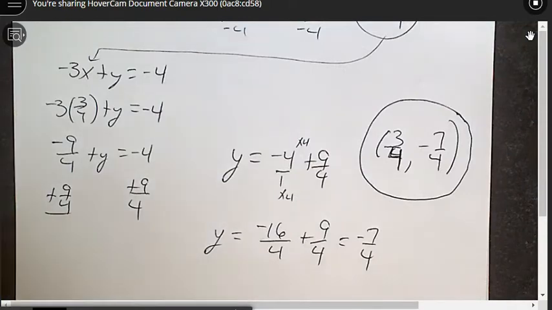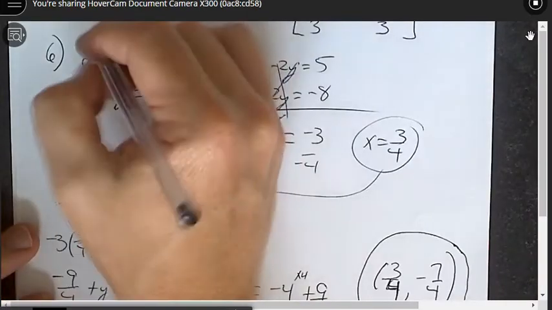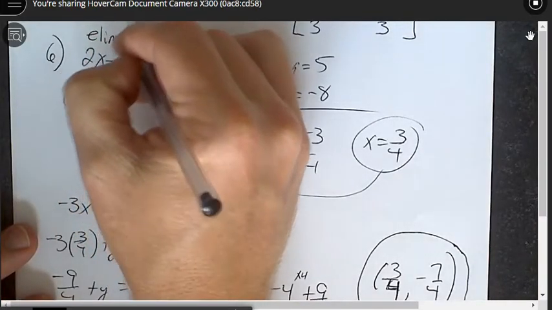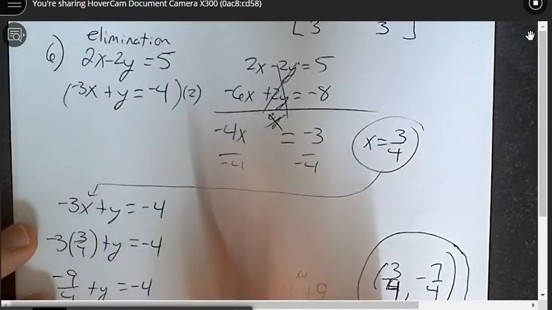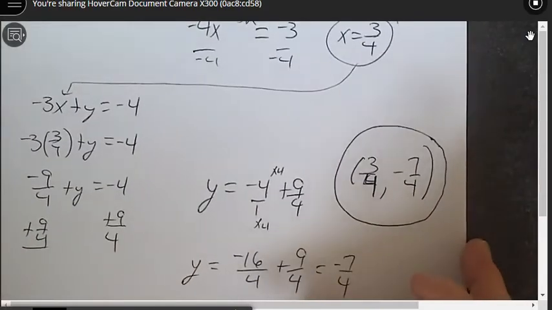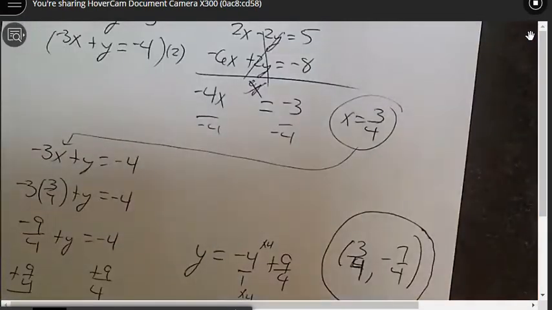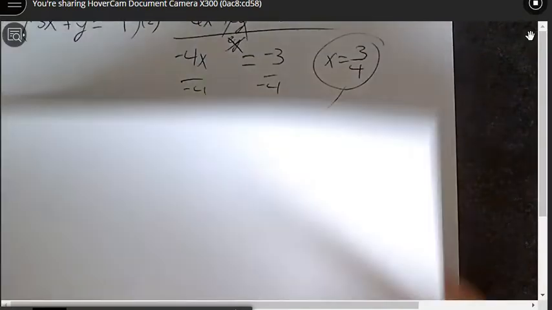All right, now if you were going to do substitution, you'll still get the same answer. For this one, I would say elimination would be the best way to do this one. Substitution will still work, and it's probably about the same amount of work. It's just a little different variety. So let me show you substitution instead of elimination for this one.